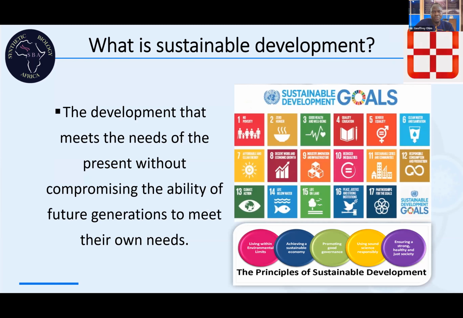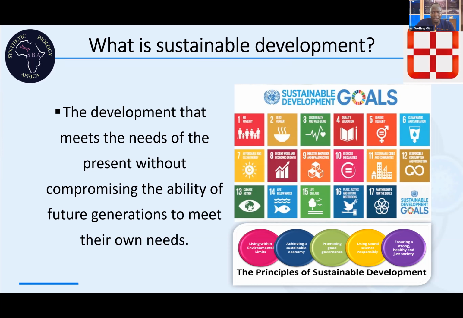When we talk about sustainable development, we are talking about a development that meets the needs of the present, the needs of today, but it should not compromise the ability of future generations to meet their own needs. So this is key when we talk about sustainable development. And this is anchored on the 17 sustainable development goals that the UN came up with. And these 17 sustainable development goals, we can achieve through these 5 principles.